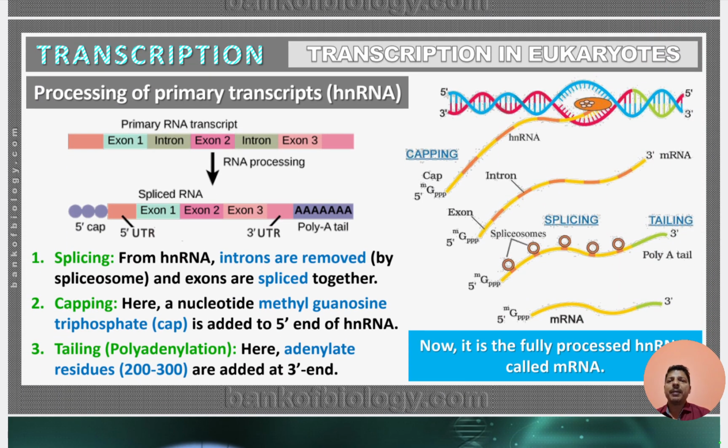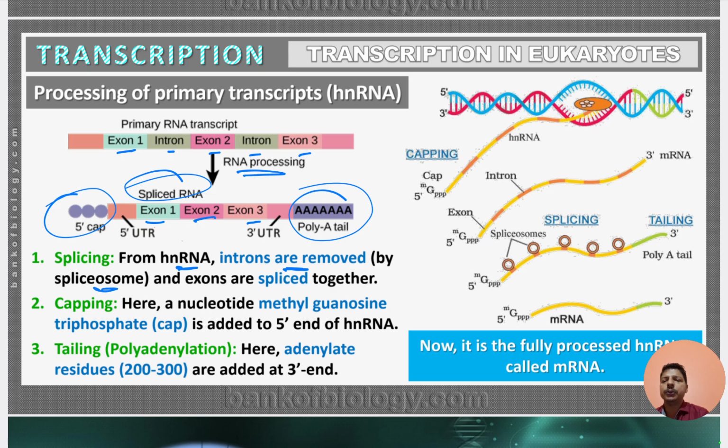Then processing of the primary transcript hnRNA. Here you can see, as I told you, introns are not needed for this process, only exons are needed, so introns should be removed. That's why here, exon and intron are present, then RNA processing gives spliced RNA with exons 1 to 3 and the poly A tail. Splicing from hnRNA: introns are removed by spliceosomes and exons are spliced together. But the introns are removed, remember.